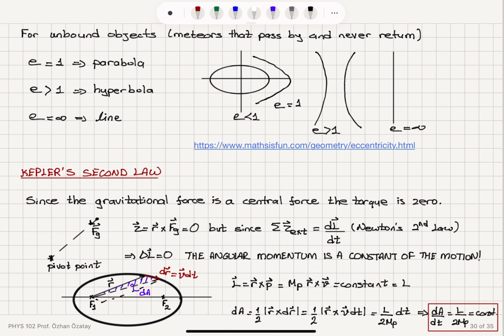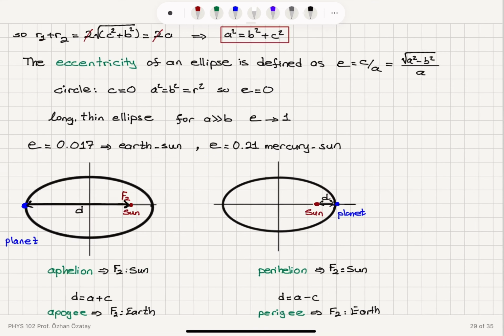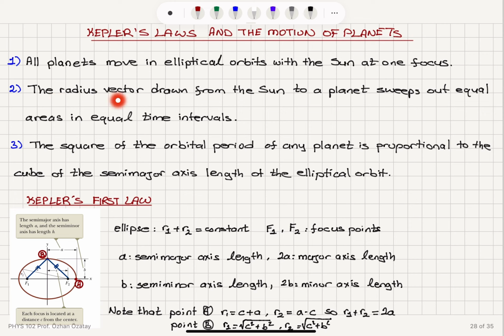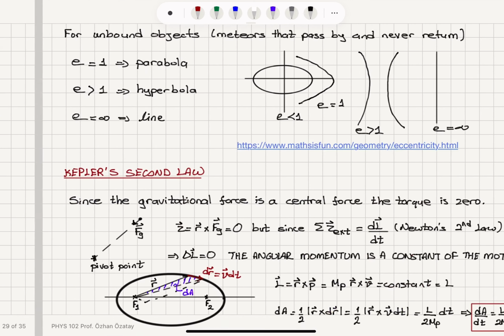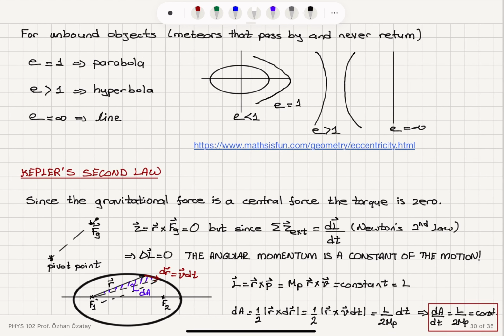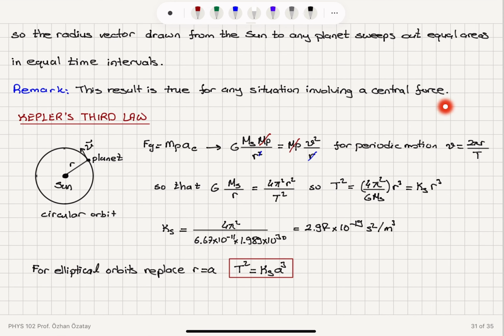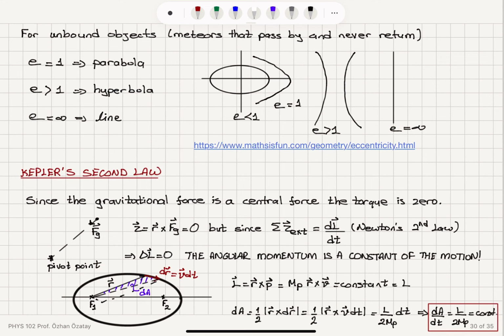Kepler's second law states that if we draw a radius vector from the Sun to a planet, this vector will sweep out equal areas in equal time intervals. We have seen that this is a consequence of the fact that the angular momentum for this system is conserved because there is no external torque, and there is no torque in this system because the gravitational force is a central force, and this result is valid for any situation that involves a central force.